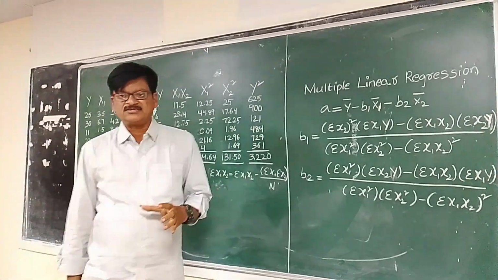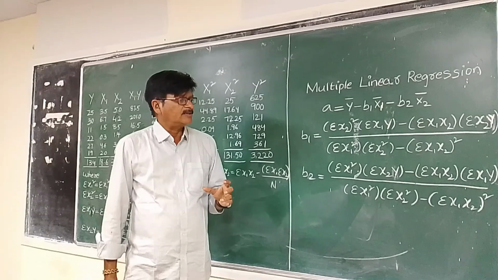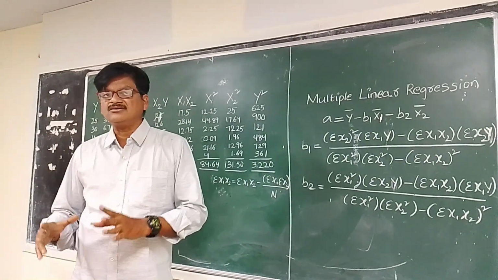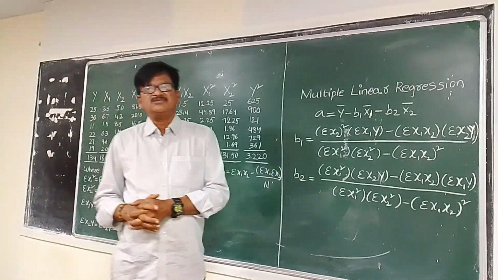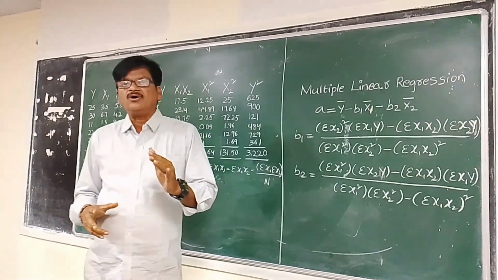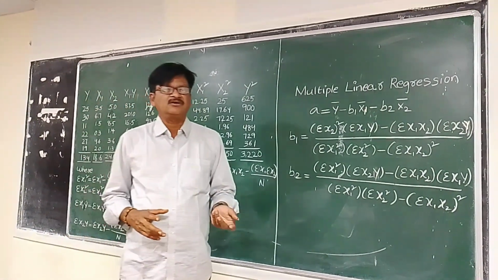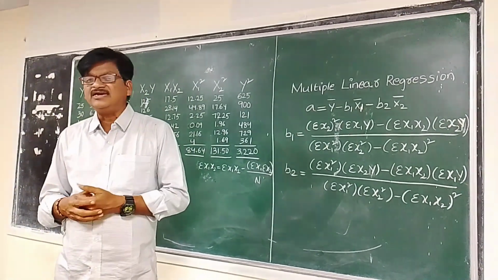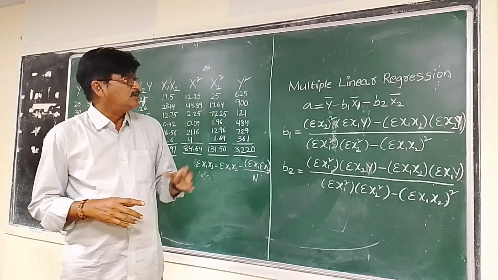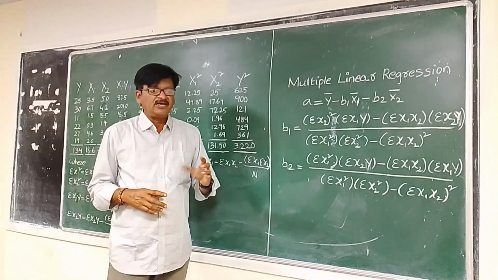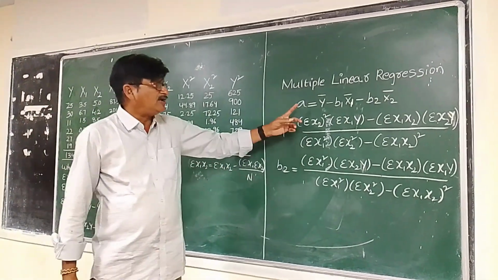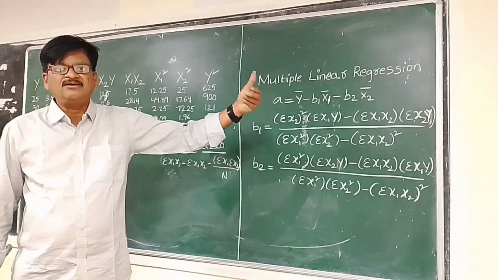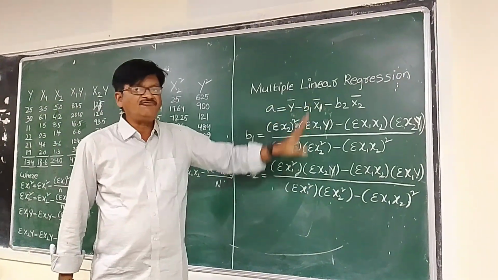In today's class, let us see multiple regression. It means not only considering two variables, sometimes we may consider two or more variables also. One is the dependent variable and two are said to be independent variables, my dear students. See, the ultimate aim is to find out the value of A, the value of B1, or someone will call it beta 1, and the value of B2.